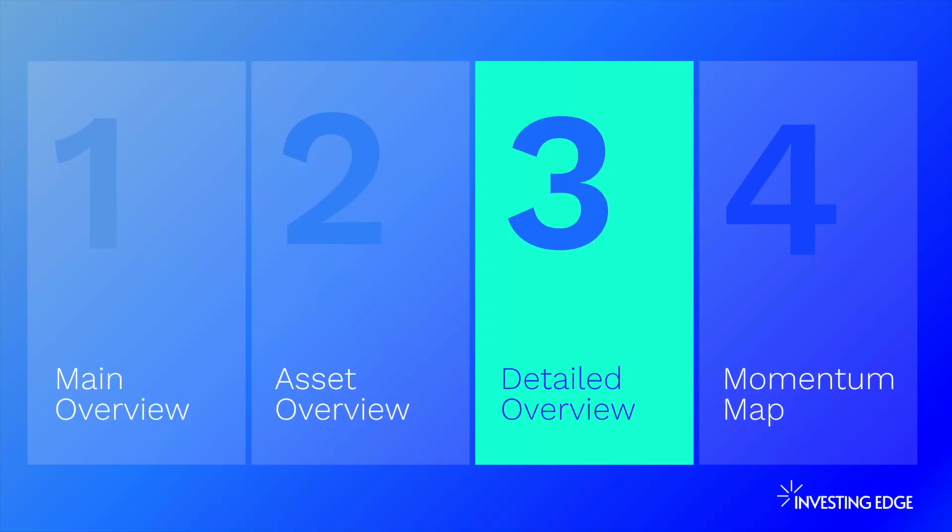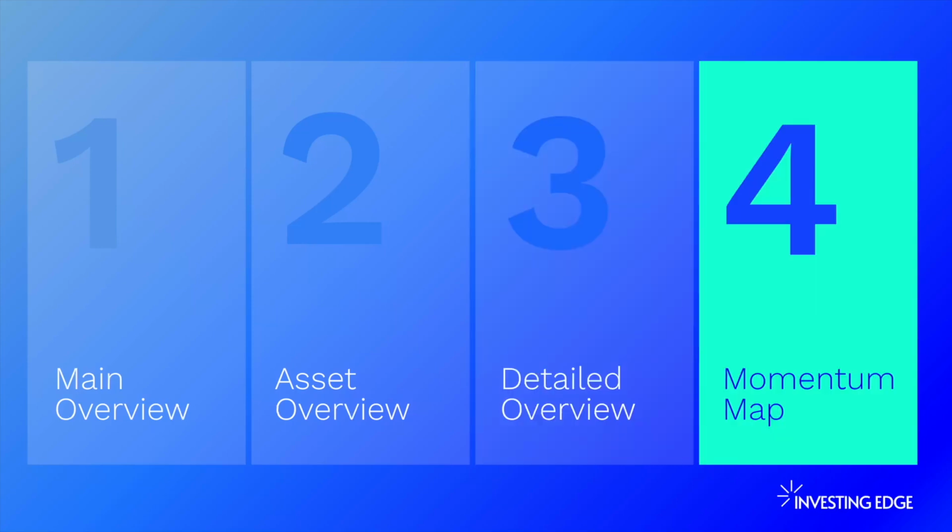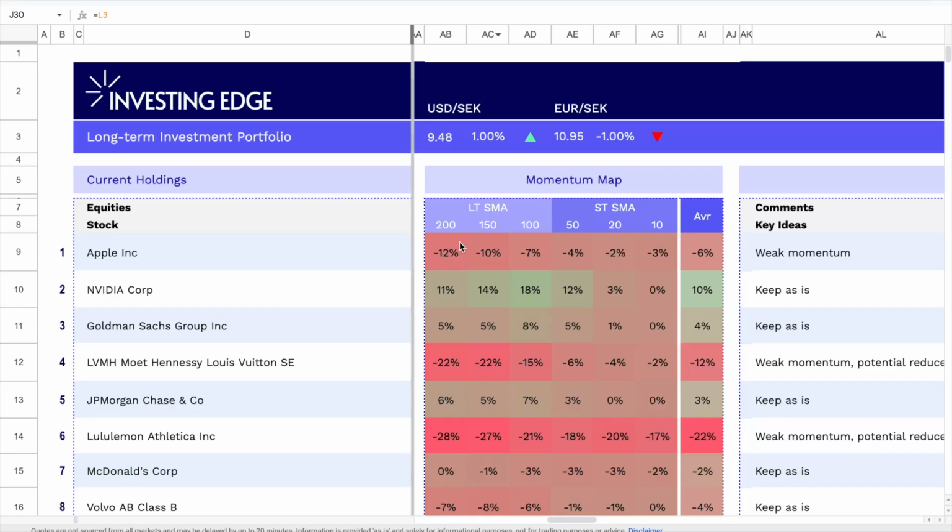Okay, let's move on to the final part of my stock tracker, which is the momentum map. This map helps me know which stocks to buy and sell each month. Here we can see the momentum map for this fictional portfolio. It shows us the simple moving averages across different time frames: the 200-day, 150, 50, 20, and then the 10 as well.